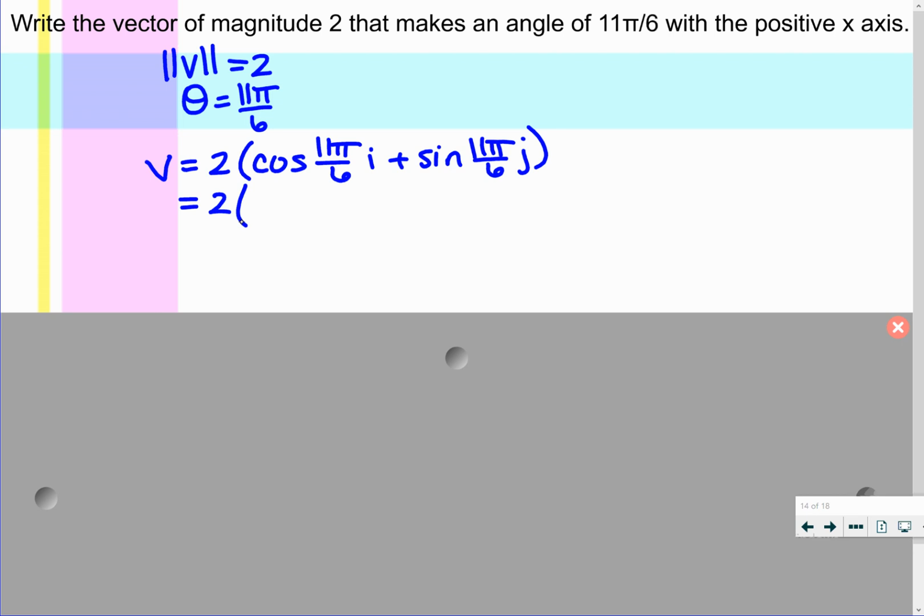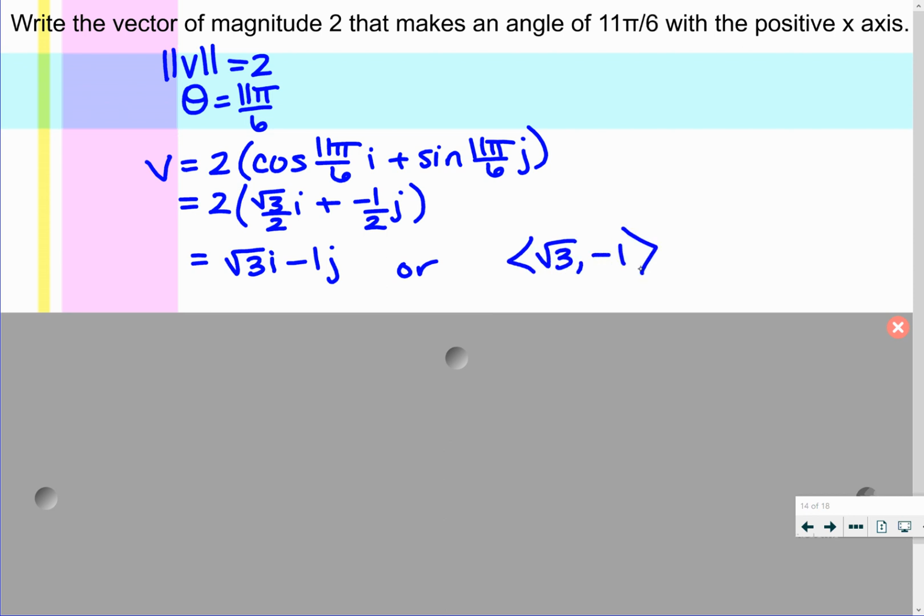What is, from your unit circle, the cosine of 11 pi over 6? Rad 3 over 2, i. What is the sine of 11 pi over 6? Negative a half, which I don't even really need the plus there, but that's fine. And then finally, to simplify that, I just distribute my 2 in. So we end up with rad 3 i minus 1 j, or just minus j. You can write it like that, or you can write it like this. Rad 3, negative 1 would be that vector.